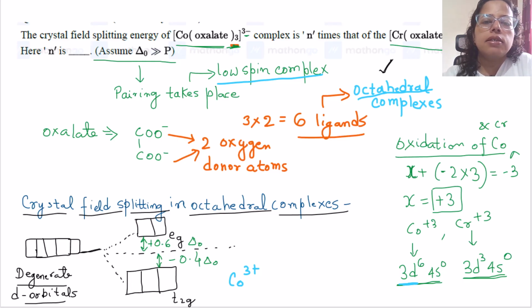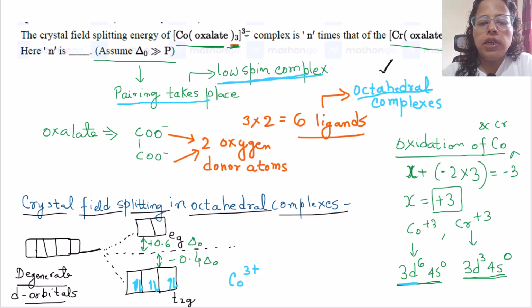Since it is a low spin complex here, pairing will take place. So all the 6 electrons will be in the low energy T2G orbital. 1, 2, 3, and then here the pairing will start: 4, 5 and 6. So all the 6 electrons remain in the T2G orbital. Fine.